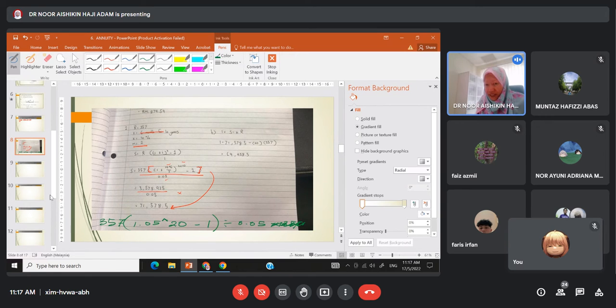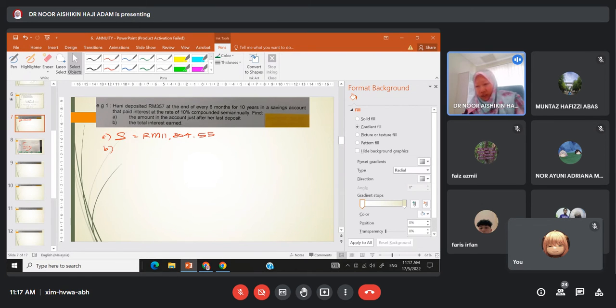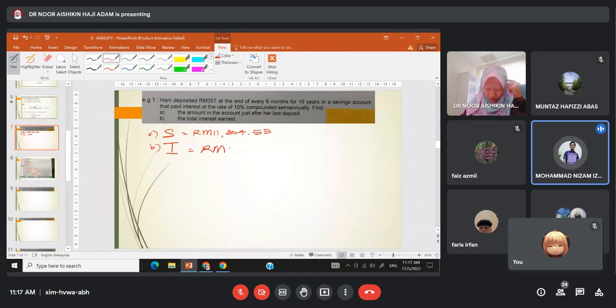Now, for B, your formula is correct. But because it's based on the wrong answer tadi, wrong S, jadi jawapan akhir salah lah kat situ kan. What should be the answer, class, for part B? Total interest earned. Tina I. What is I? Anyone? Untuk B tu saya dapat RM4,664.55.